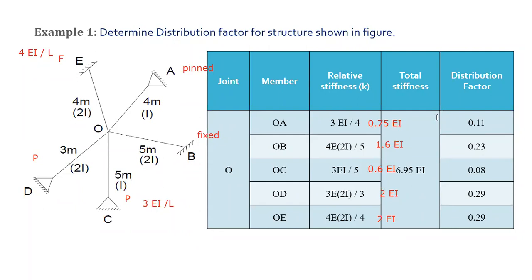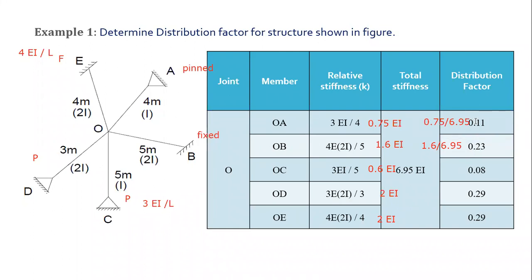And what is distribution factor? It is stiffness of each member divided by the total stiffness. So here it will be quite simple. It will be 0.75 divided by the total stiffness, 6.95. When I am doing this, I will be getting 0.11. Similarly, here I will be writing 1.6 divided by 6.95. Similarly, for all of these, I'll be getting the distribution factors.